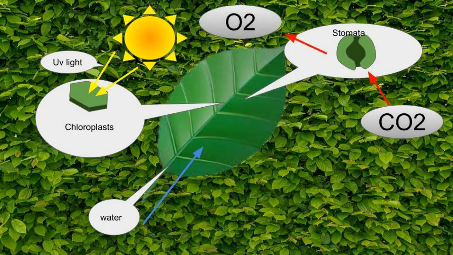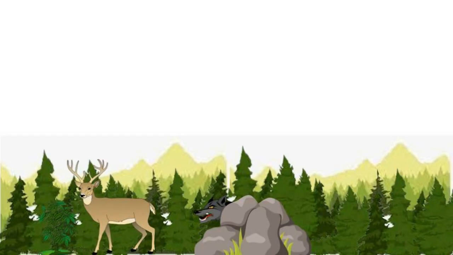The plant also releases O2 from the stomata. Then an animal like a deer comes to eat the plant. Oh no, a wolf runs.